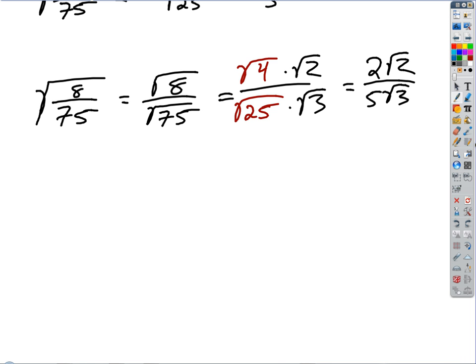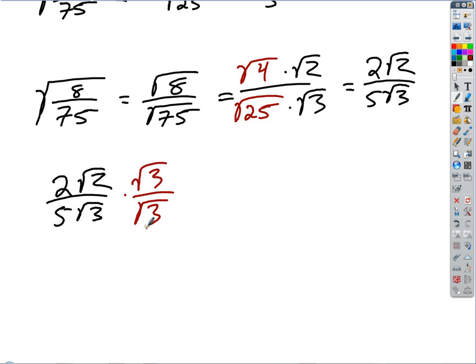We're gonna have to go from there though, aren't we? Because what's the problem here? I got a stranded radical on the bottom. So what am I gonna do then to get rid of that stranded radical on the bottom? Square root of 3 over square root of 3, right? Top and bottom by square root of 3. Gotta treat those both equally. So we multiply top and bottom by square root of 3.